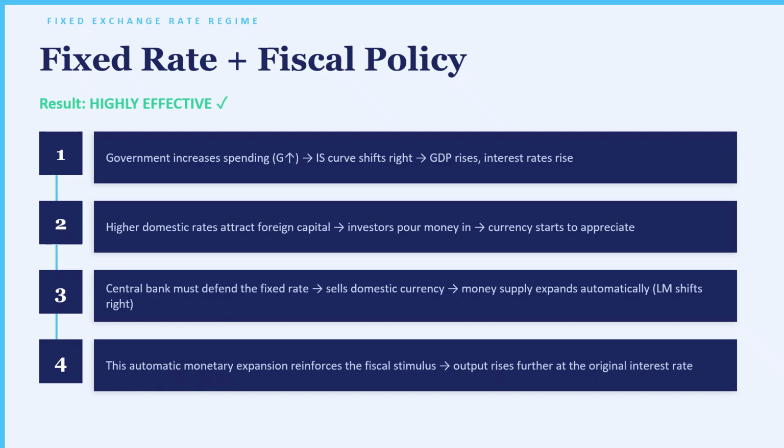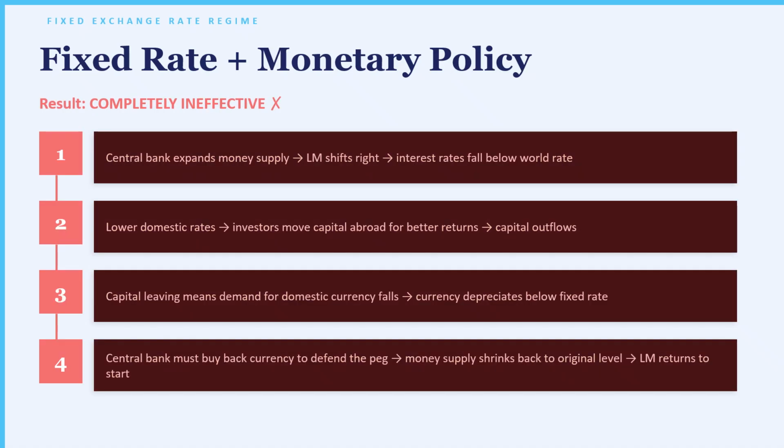That extra money reinforces the original stimulus, and you get a double boost of fiscal policy plus an automatic monetary expansion. And the result is fiscal policy is extremely effective under a fixed exchange rate with perfect capital mobility. You spend money, and the system amplifies any effects from the policy changes. Monetary policy would not work in a fixed rate economy.